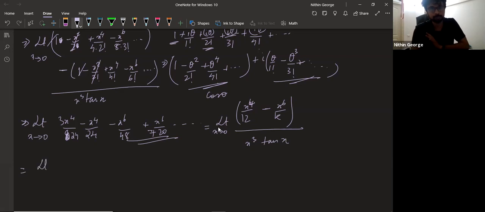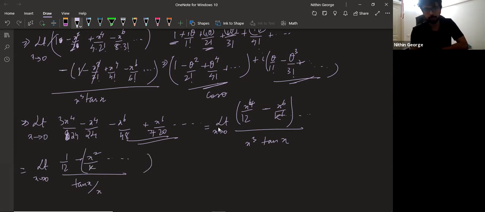So this simply becomes limit x tends to 0. Divide numerator and denominator by x power 4 to get tan x by x. Denominator becomes tan x by x. Numerator becomes, there'll be many more terms after this, 1 by 12 minus x square by k and so on. Some x terms will be there. Basically, that's the idea. When you put limit x tends to 0, all these terms become 0. Tan x by x is 1, and you get your answer as 1 by 2.